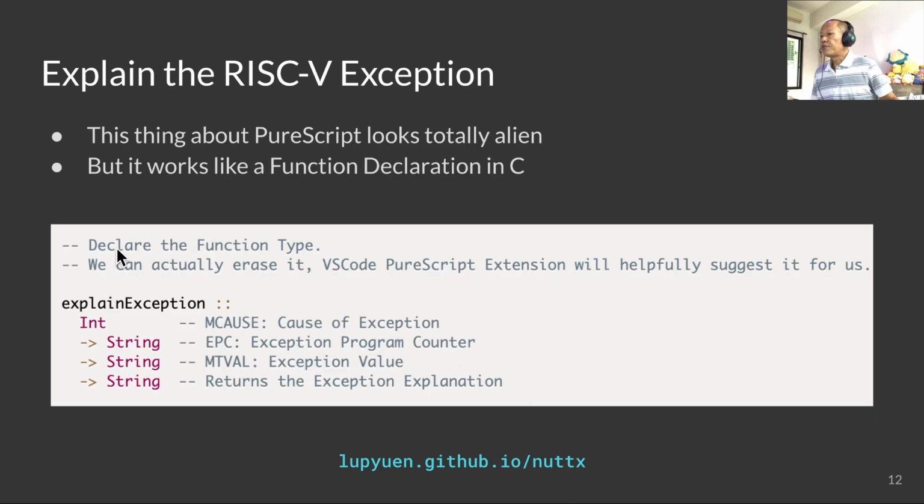At the top of our PureScript function is this thing that looks totally alien. Just think of it as a function declaration in C. This says that explain exception is a function that accepts three parameters, MCOS, EPC, MTVal, and returns a string that explains the exception. Okay, it looks like we have 4 parameters, but it's actually 3 plus 1 because of the way functions are defined in JavaScript, something called currying.